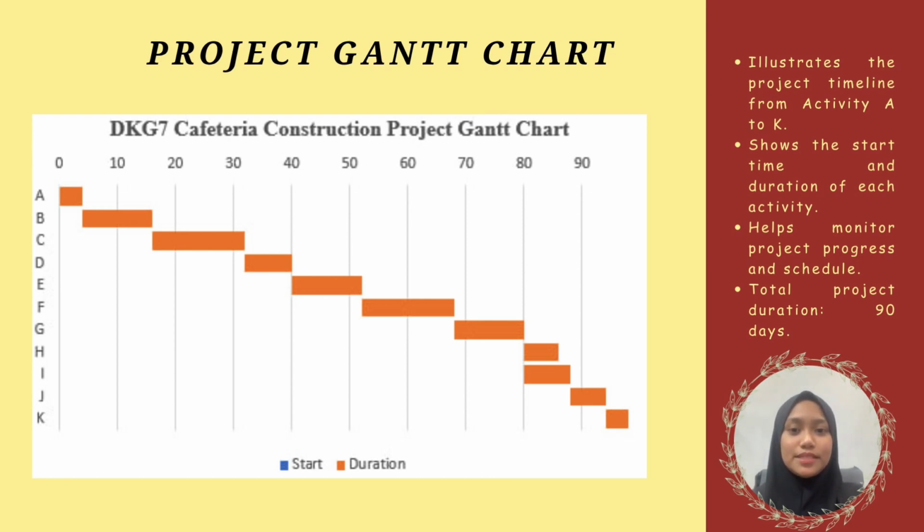This Gantt chart presents the overall project schedule for the DKG7 Cafeteria construction. It shows the planned start time and duration of each activity from the site survey to the final handover. The chart helps the project team monitor progress, coordinate activities, and ensure that all tasks are completed according to the schedule. Based on this schedule, the total project duration is 98 weeks, which is well within the client's requirement of completing the project in less than 24 months.